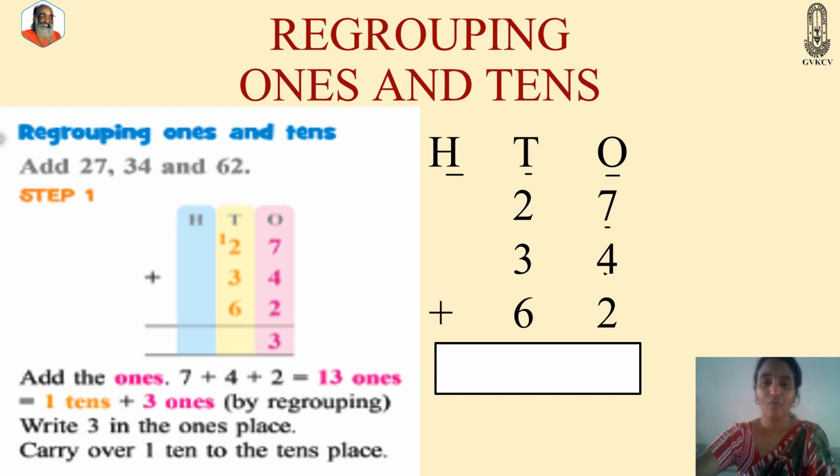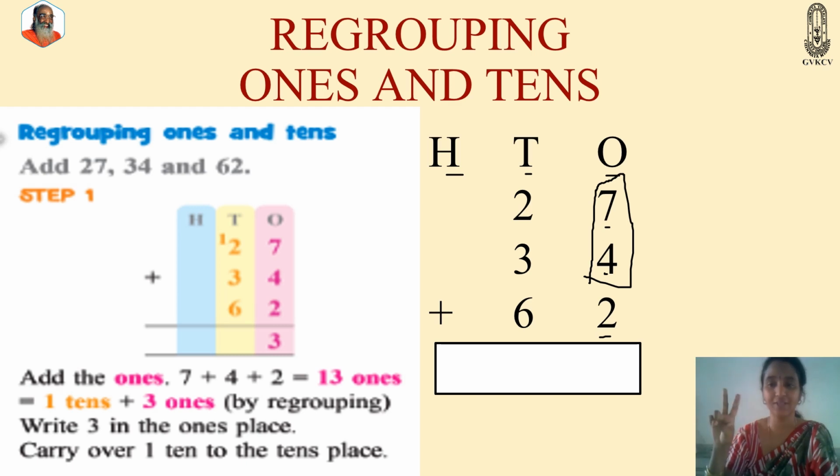7, 4 and 2. Now keep 7 in mind. Open 4 fingers. 7 after 8, 9, 10 and 11. Now 7 plus 4 gives you 11. Now keep 11 in your mind. Take 2 fingers. 11 after 12 and 13.